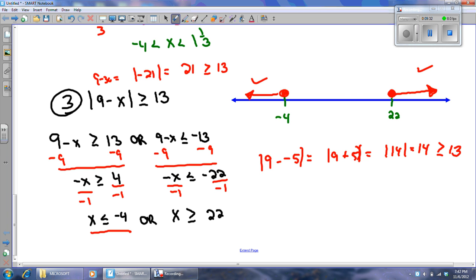And then likewise, if I pick a number in between, say like 0, why did I pick 0? Because the math is easy. 9 minus 0 is the same as the absolute value of 9, which is 9. It's greater than or equal to 13. I don't think so. And notice there's no shading in here.